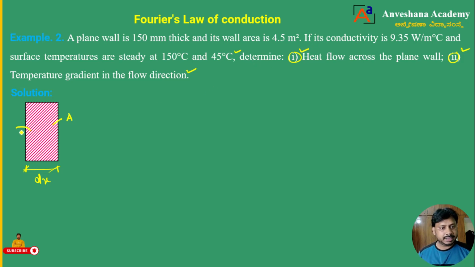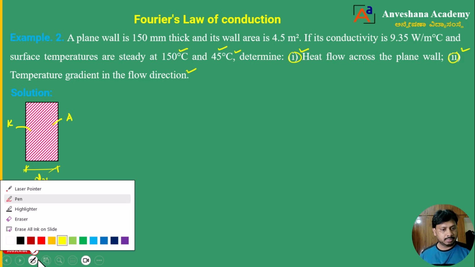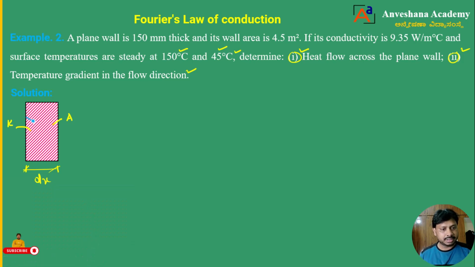And that plane wall has a thermal conductivity, which I will represent as K, and he has given 9.35 watt per meter degree Celsius. Surface temperatures are steady. That means one end is the high temperature region, that is 150 degree Celsius, and the other end is the low temperature region, 45 degree Celsius. As I told in the previous class, I will mark the high temperature region as T1 and the low temperature region as T2.